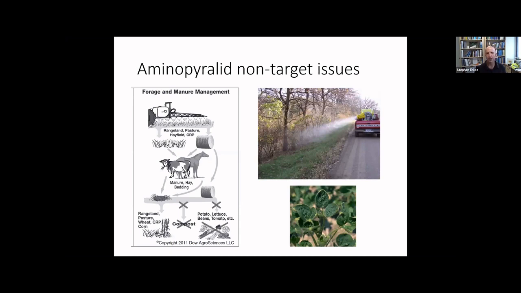With aminopyralid, it's often had to do more from a forage perspective of hay and manure, getting into compost. The label is very clear about this. That's now a Corteva label, but the picture here is the same, where it can be exceedingly damaging to a lot of your vegetables within gardens especially.